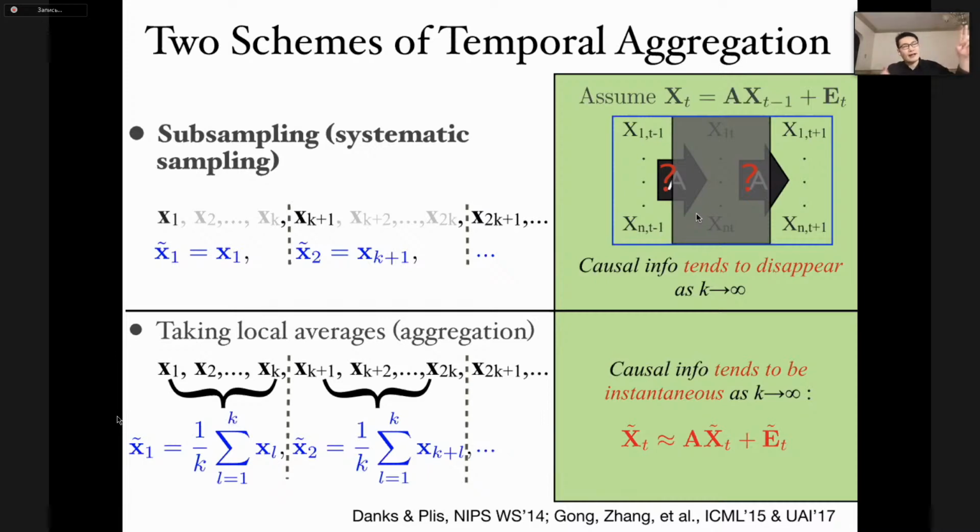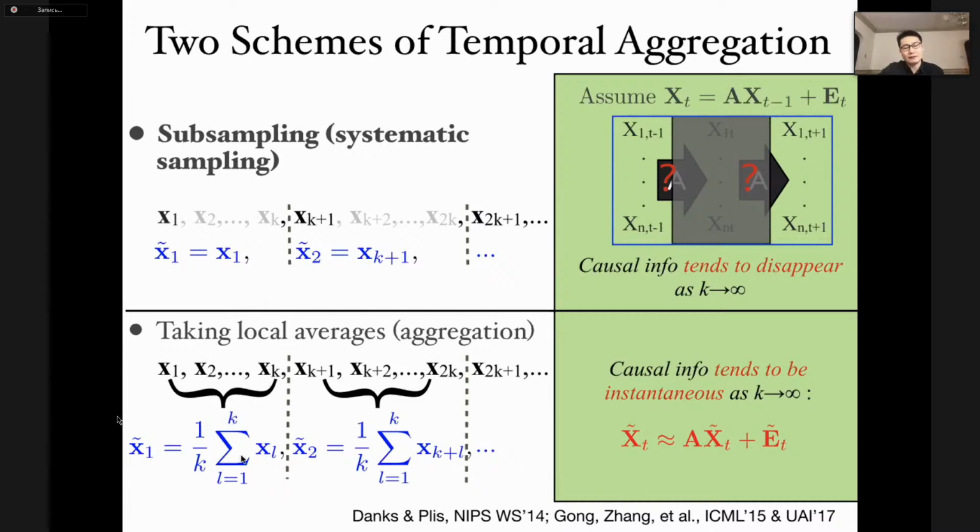So suppose X, this guy calls that guy, and every time you have the causal relationship, and suppose you just miss a lot of values in between, and finally the first one and the last one will seem to be independent. This is the subsampling, and the second one is the aggregation, temporal aggregation. So you just take the sum of the k consecutive data points.